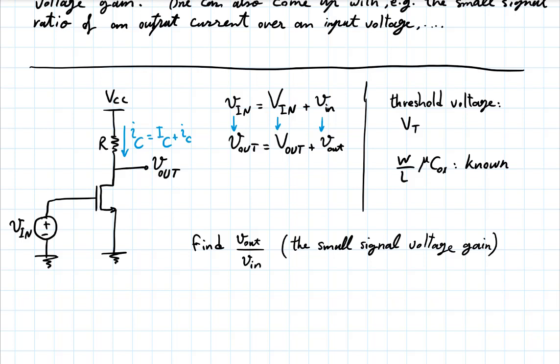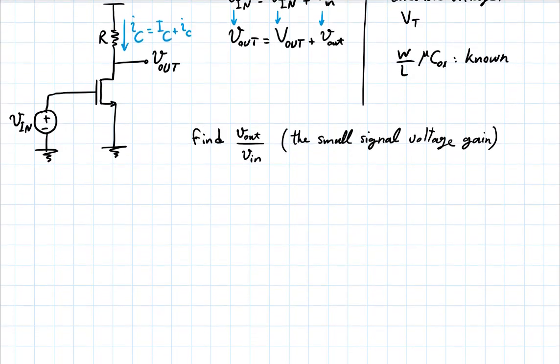Now, V out is VCC minus R IC, right? I really have to make sure these two ICs are not confused. So for little c, I will include maybe this. For big C, that's not a G, that's big C.